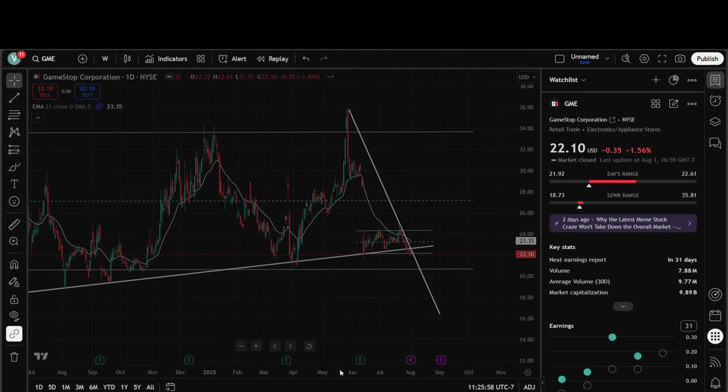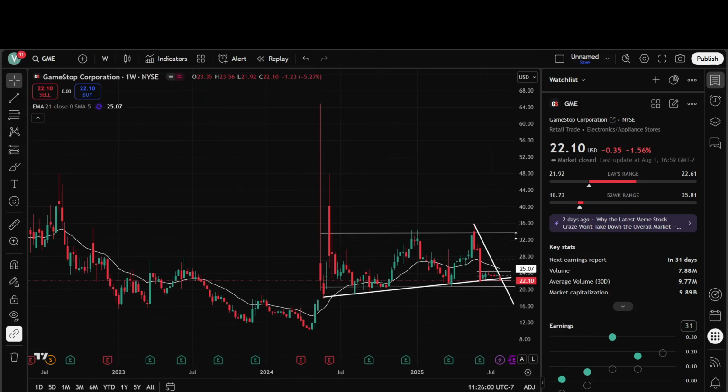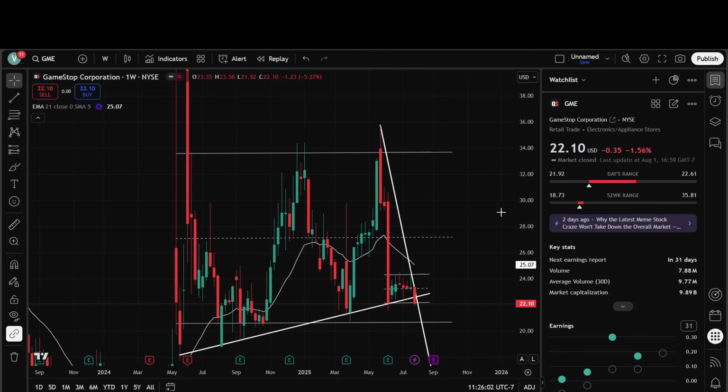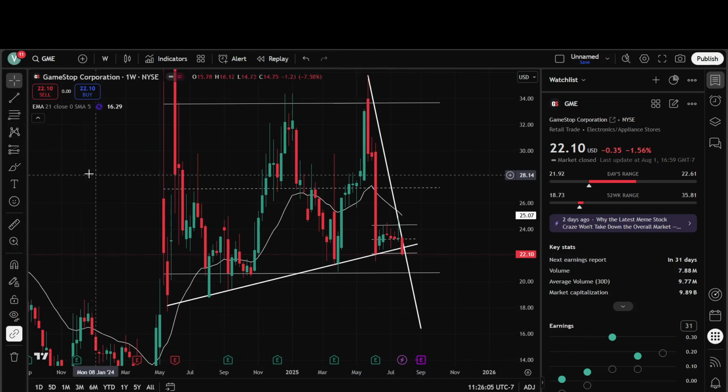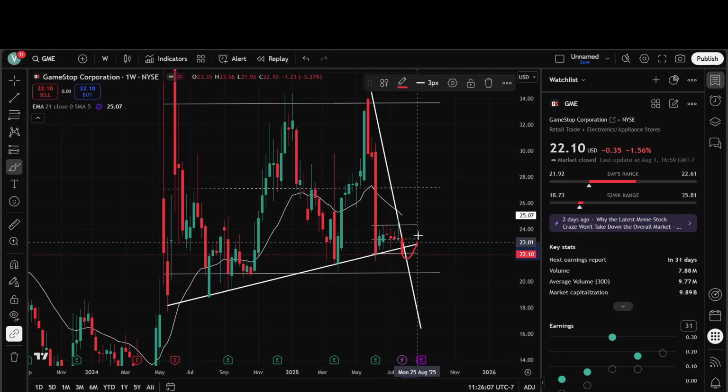Let's take a look at the weekly chart. And more or less the same thing. Last week was pretty bearish. Looks like it's breaking that trend line. And we don't have to go all the way down lower. We could recover it as soon as possible.